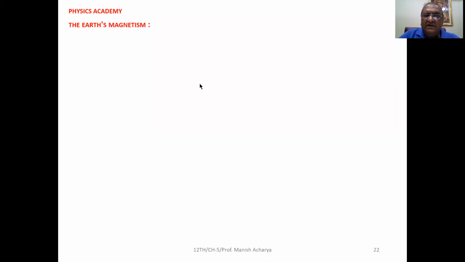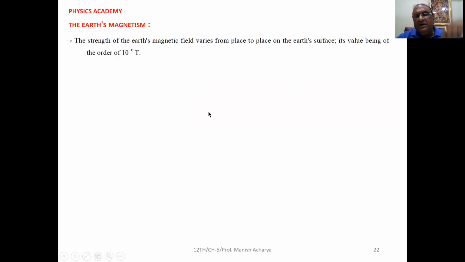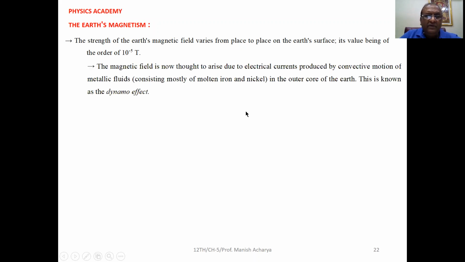Now the next topic, that is the Earth's magnetism. Now see, Earth itself behaves as a magnet, and Earth has its own magnetic field. Okay. At the surface of the Earth, the magnetic field is of the order of 10 raised to minus 5 Tesla. Now, why is this magnetic field of Earth there? The reason is that the magnetic field arises due to electrical current produced by the convection motion of the metallic fluid at the core of the Earth. And this particular effect is known as the dynamo effect, and due to it the magnetic field of Earth is present. Clear to all of you?